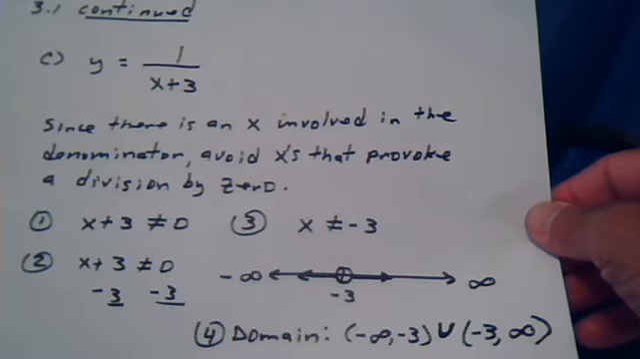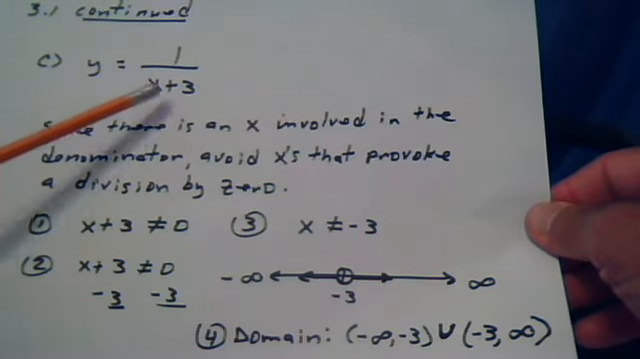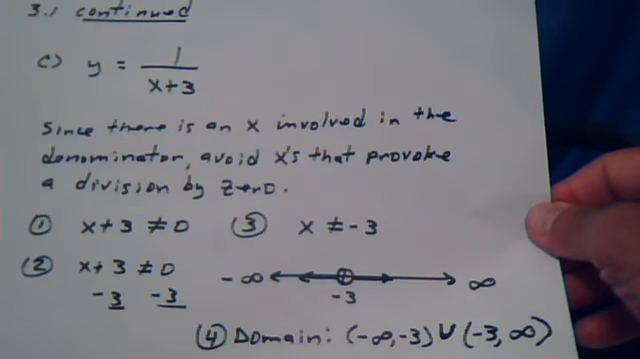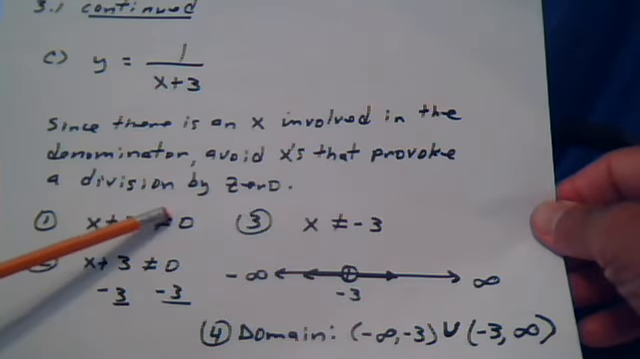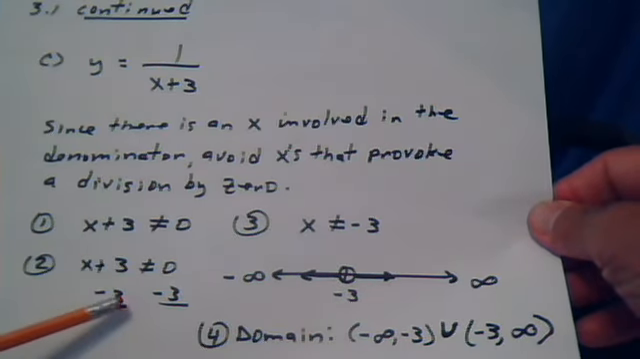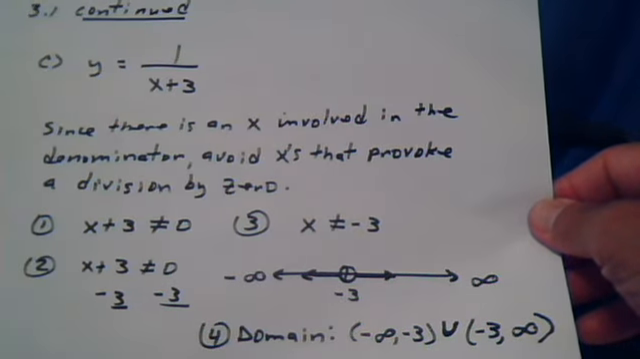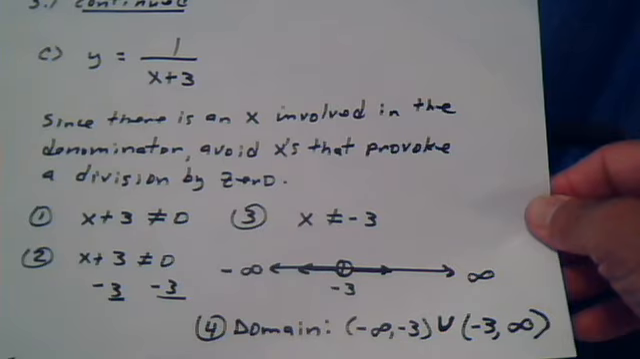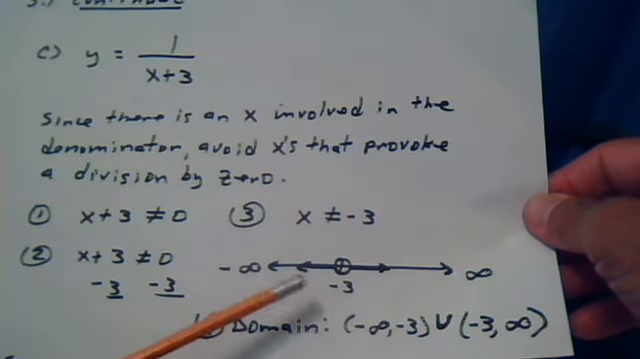For C, y equals 1 over x plus 3, just make sure this denominator is never 0. So you write it down, x plus 3 cannot equal 0. Solve for x. So x cannot equal negative 3, but it can equal anything else. So how do you describe the domain in interval notation?